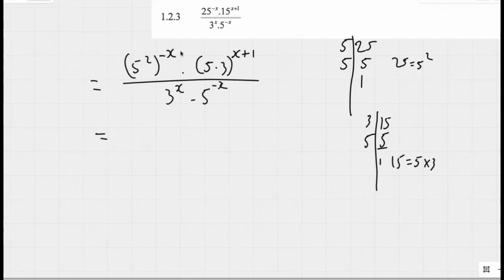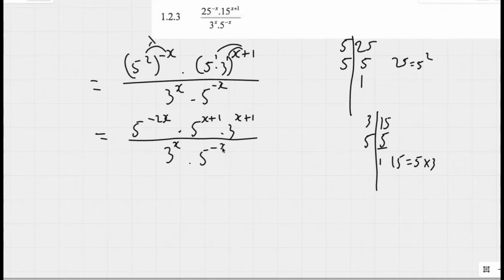So let's first get rid of these brackets. So we know we have to multiply this. So we're left with 5 to the power negative 2x over, okay, and we shift it to the side. Then we have a 1 here, and we have a 1 here. So that's equal to 5 to the power x plus 1 times 3 to the power x plus 1. We're going to multiply each of these by what's on the outside. And on the bottom, we have 3 to the power x times 5 to the power minus x.